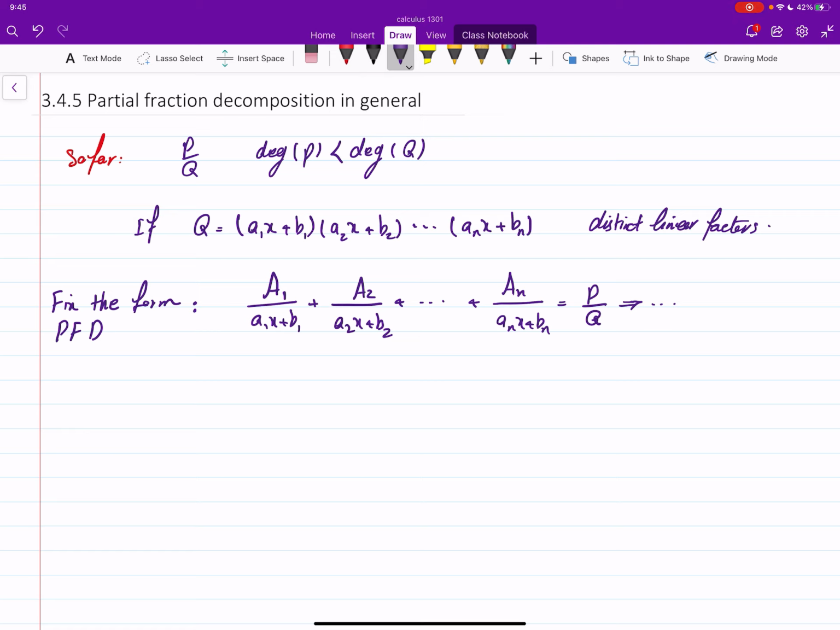Yes. Now, what if we have a factor which is linear, but it has a power? So let's say it is ax plus b to the power j, where j is bigger than 1. Okay, so like 2x plus 1 to the power 10, or 2x plus 1 to the power 3.